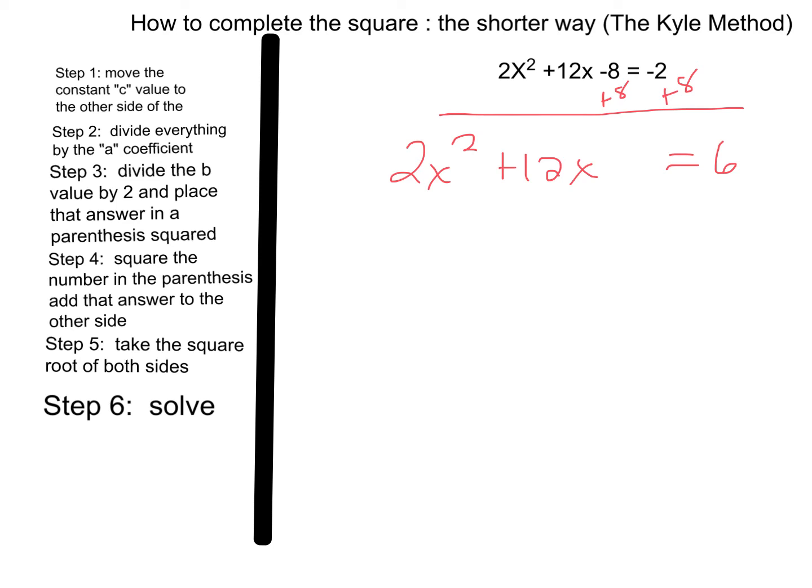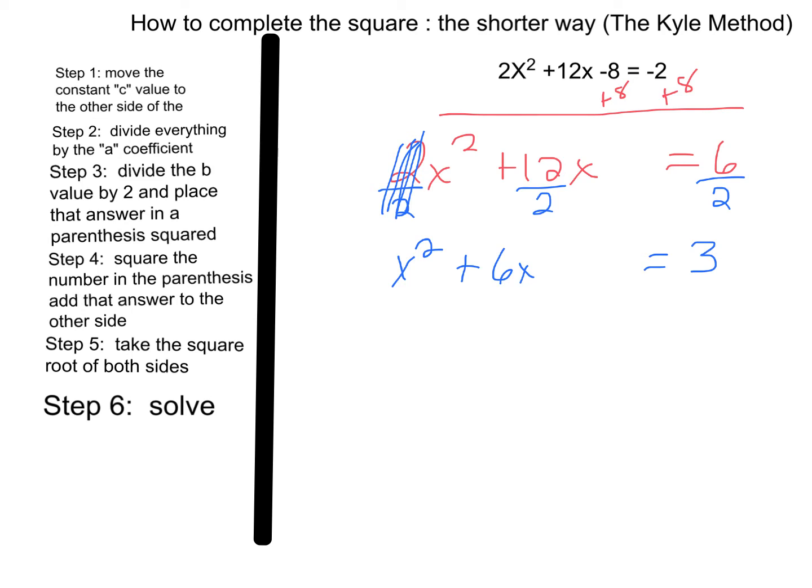Now this time my lead coefficient is 2. So I now have to divide every single piece by that 2 to clear it, because all the other problems we faced only had x squared. And when you do completing the square, there can be nothing in front of the x squared. Okay, so we have x squared plus 6x is equal to 3. Now it looks like what we've been doing all along, so here we go.